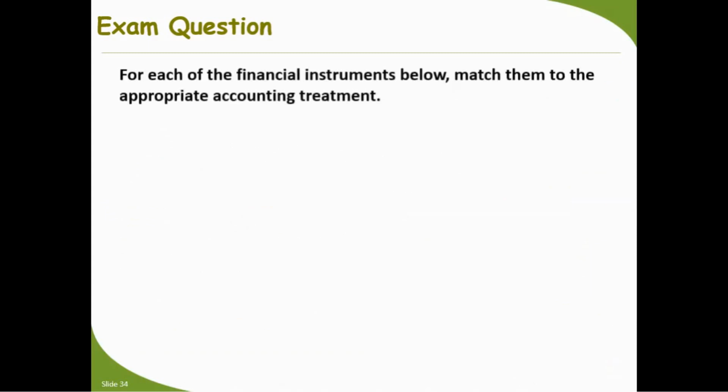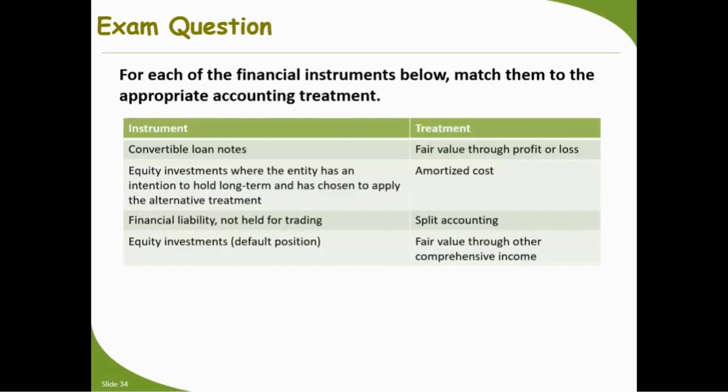Now, next question is, for each of the financial instruments below, match them to the appropriate accounting treatment. Convertible loan notes, split accounting, okay, because it's a compound instrument. Equity investment, where the entity has the intention to hold long term and has chosen to apply the alternative treatment, that is fair value through OCI, because it is an equity instrument which you want to hold long term. Okay, then financial liability not held for trading, it is amortized cost. Then equity investment under default position. Default position is always fair value through P&L.